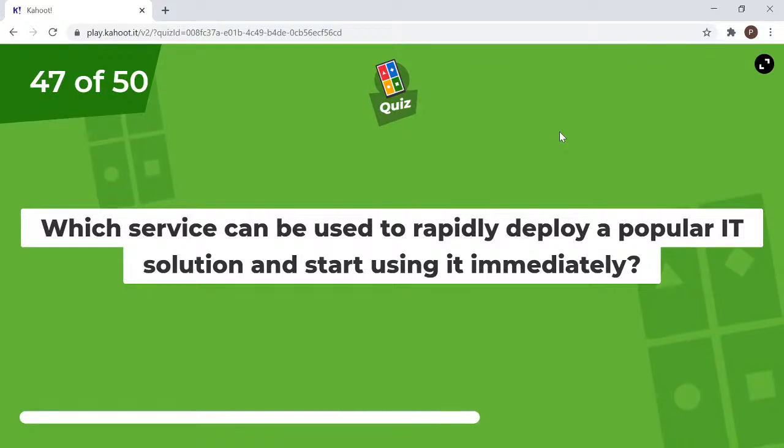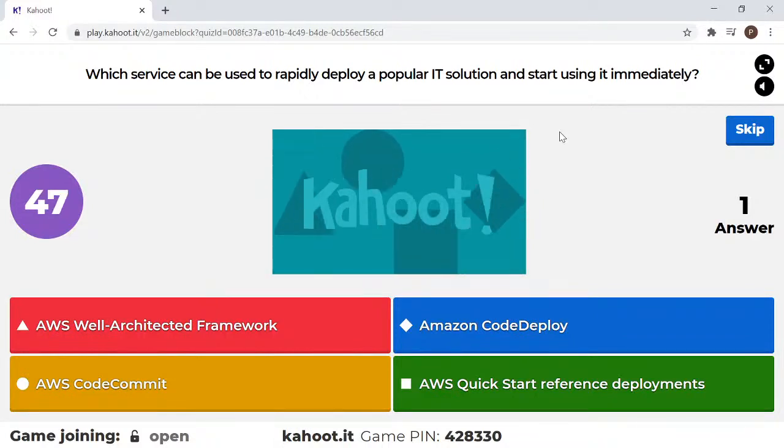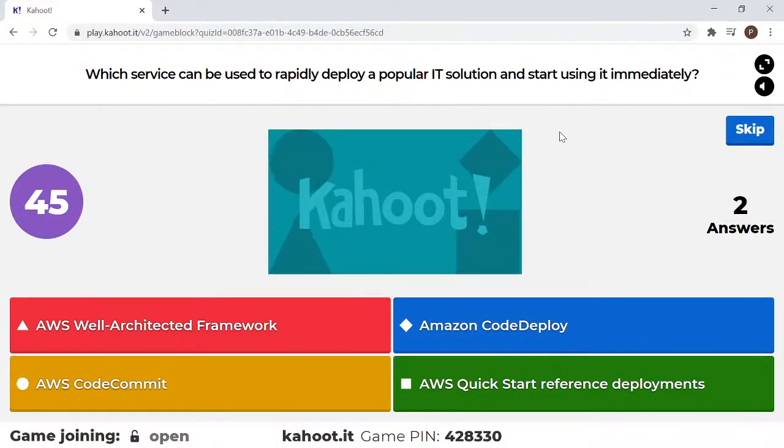Which services can be used to rapidly deploy a popular IT solution and start using it immediately? Is it AWS Well Architected Framework? Is it Amazon Code Deploy? Is it AWS Code Commit? Is it AWS Quick Start reference deployments?